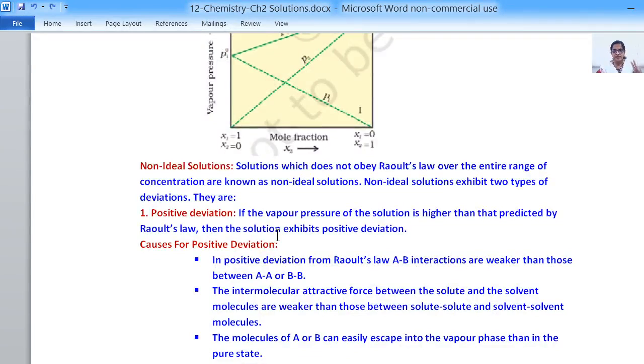Non-ideal solutions exhibit two types of deviation. One is positive deviation and the other one is negative deviation. First, let's see what is positive deviation in non-ideal solutions. If the vapor pressure of the solution is higher than predicted by Rolle's law, then the solution exhibits positive deviation. Now, what are the reasons for this positive deviation?